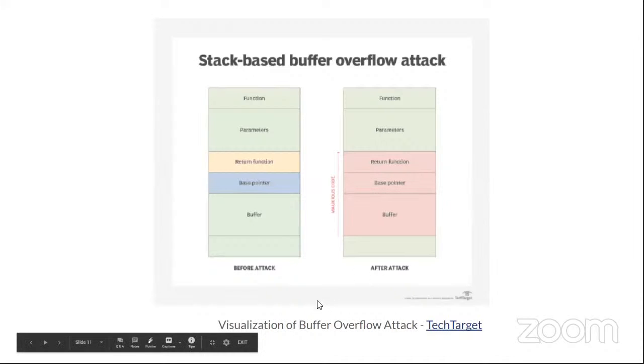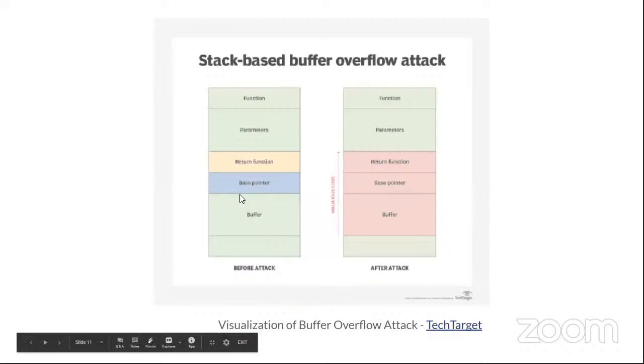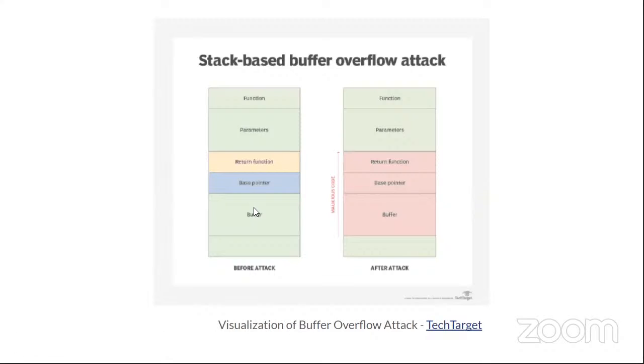This is how it visually looks. For example, this is the buffer. As I said in the example, let's say there are 20 bytes available for our input, right? So this is the buffer for that. Then there's the base pointer. Then there is a return pointer to the function which holds this particular function. And then there is other stuff on the stack.